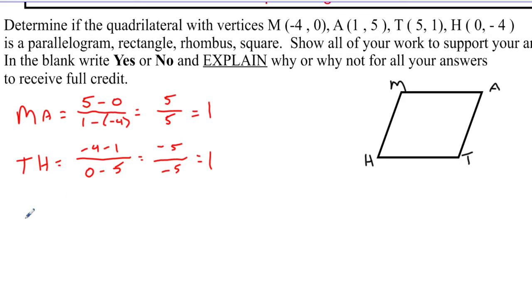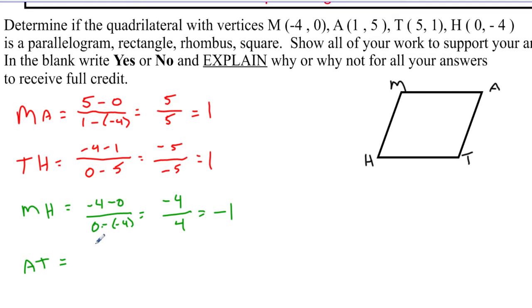We need to make sure that they have the same slope. So I'm going to do a calculation on MH. And I'm going to say, in this case, MH would be negative 4 minus 0, okay, over 0 minus negative 4. Hey, again, be careful with your subtracting negatives. This looks like negative 4 over 4. Which is negative 1.